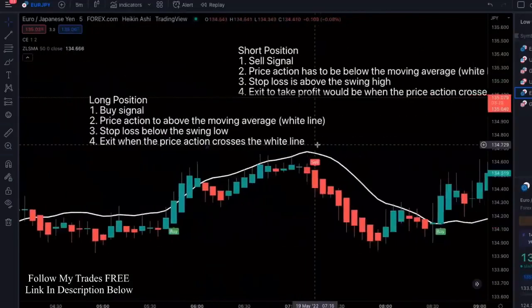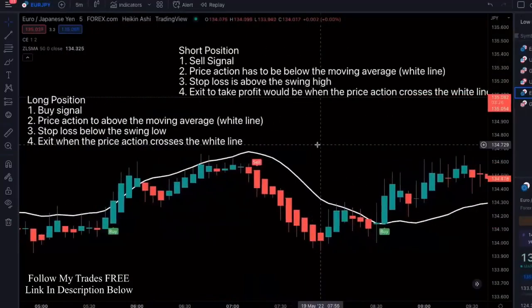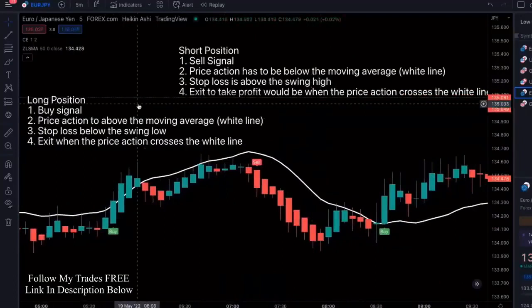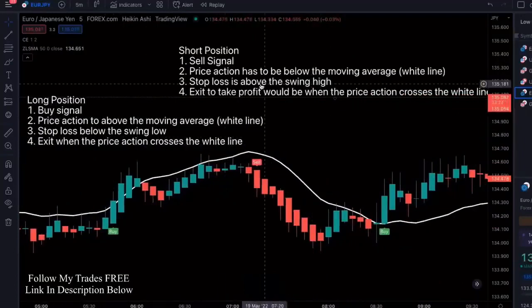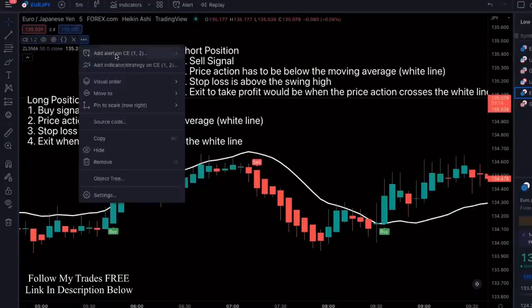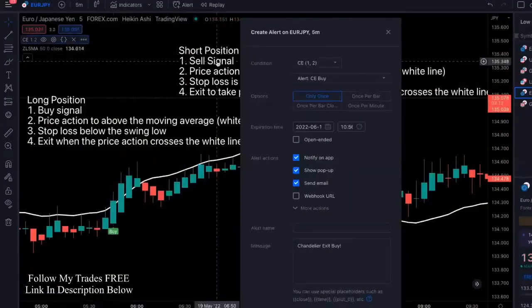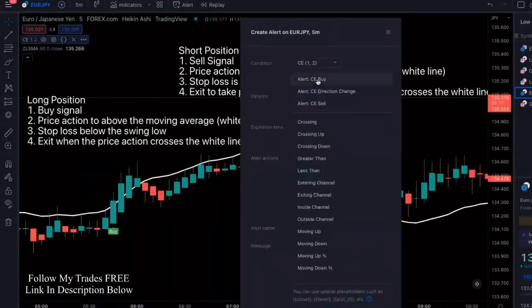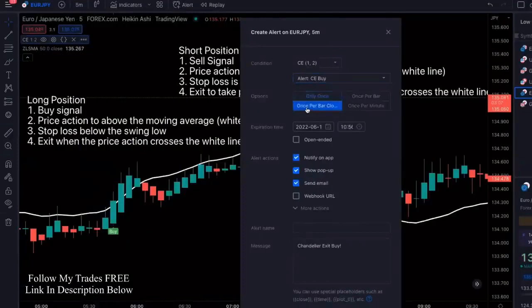Let me show you guys how you can set up your trade alerts. To set up your buy sell signals where you get alerted from the chart, you're going to go into the settings for the CE, click on these 3 dots right here, click add alert on CE. And over here, you're going to do buy once bar close. So once a bar closes, that's when you're going to get notified. Okay. So it says chandelier exit buy.